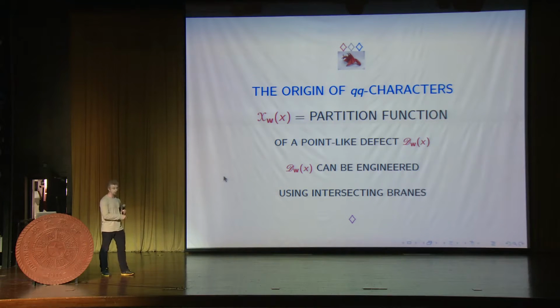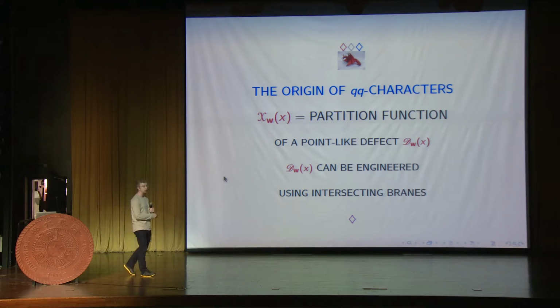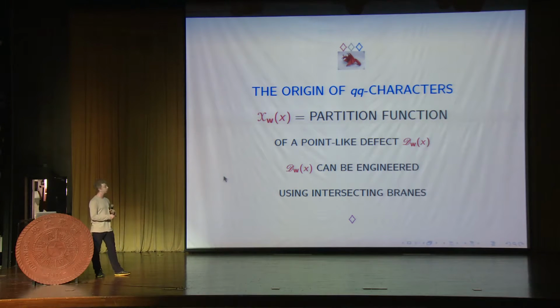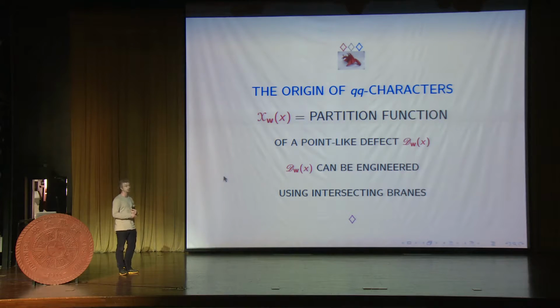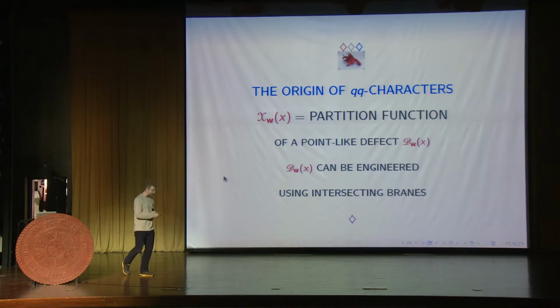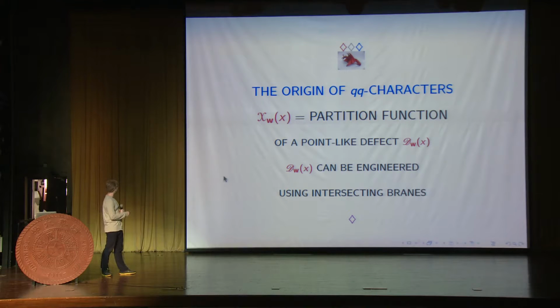So this is where the introduction stops. Now the main topic of this talk is to explain the origin of these expressions. Originally they were obtained by brute force, but it turns out that there is a systematic procedure for obtaining them. In fact, these QQ characters and the gauge characters are partition functions of a point-like defect in gauge theory.